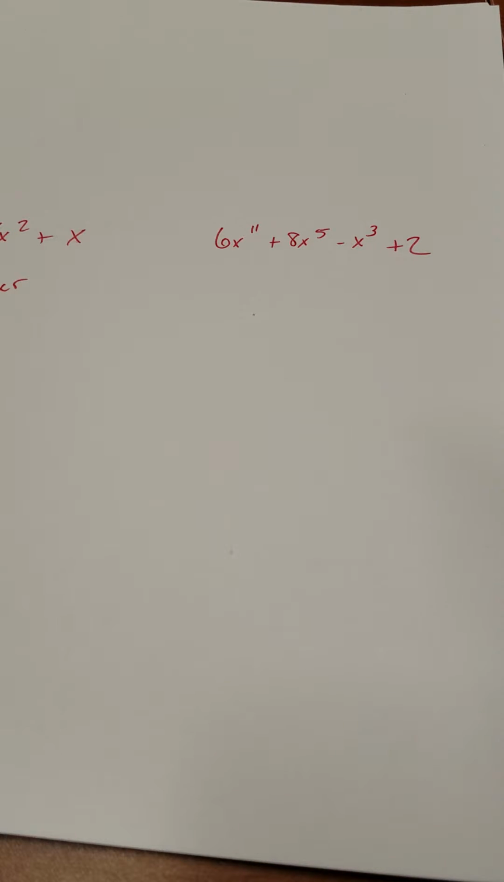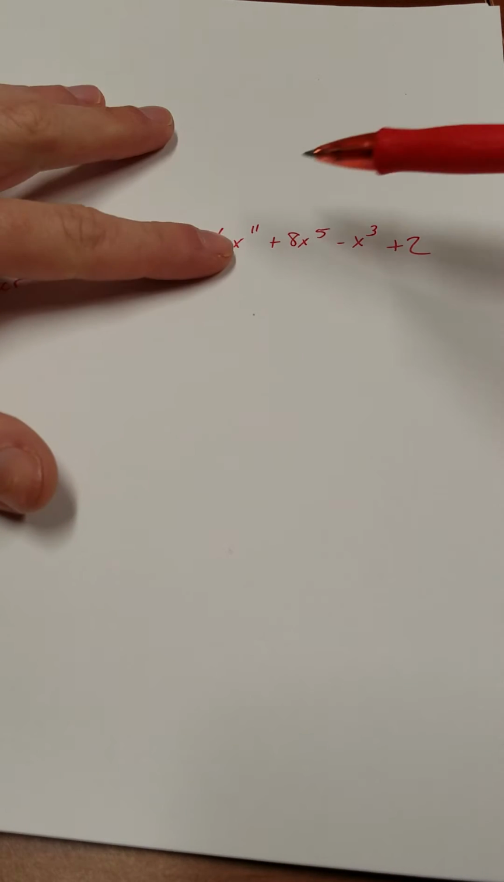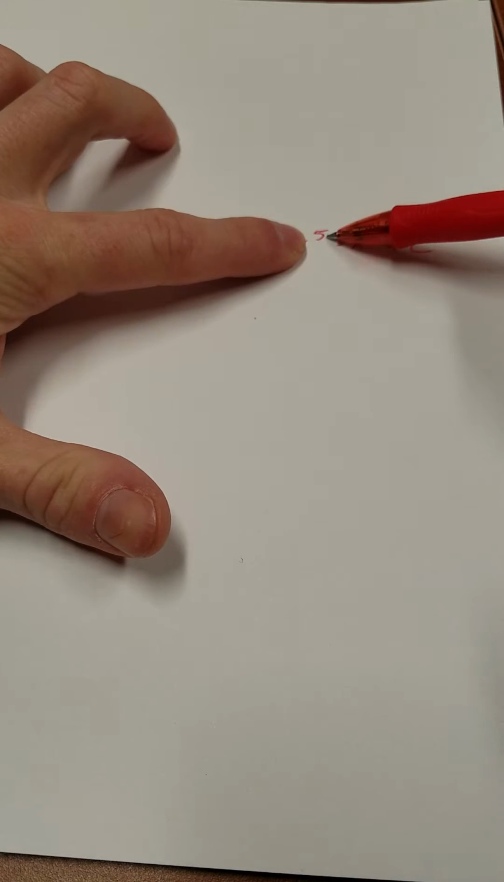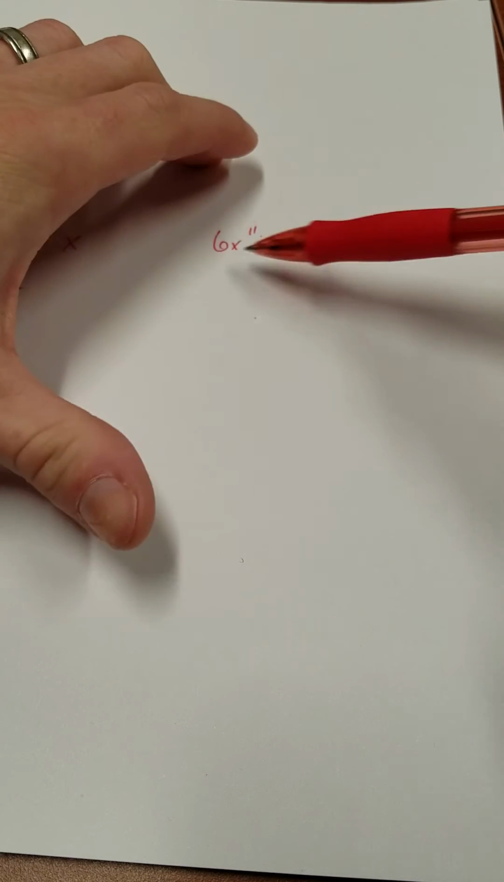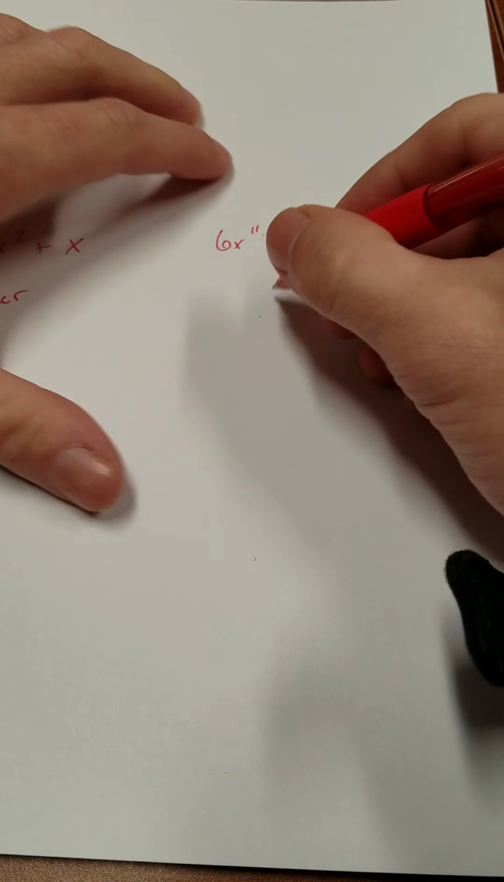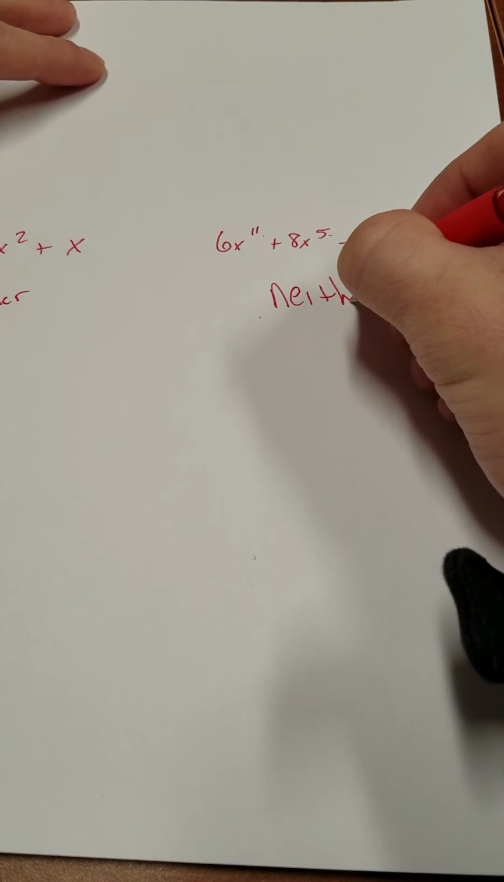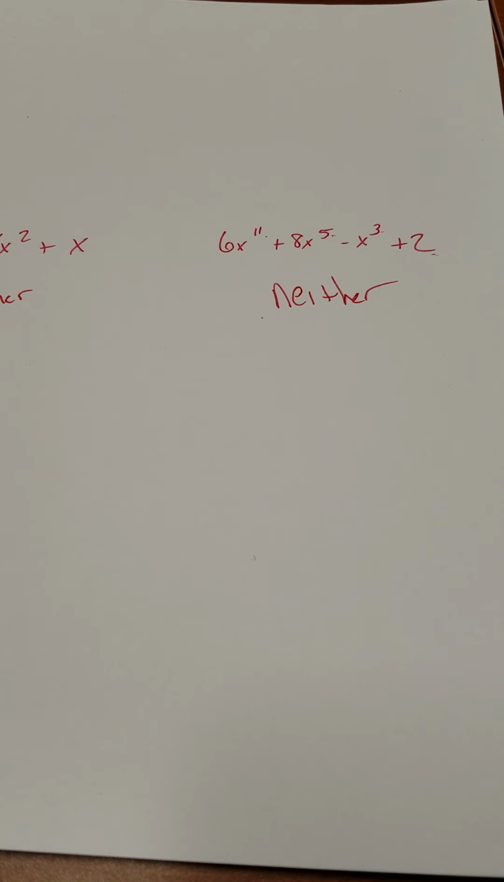This problem. Take a second, look at it, see if you can figure out what it is. Look at your exponents, odd, odd, odd, constant term. Odds cannot have constant terms, so this is neither. All right, hopefully that helped you figure out symmetry of graphs by looking at a graph, also by looking at an equation.